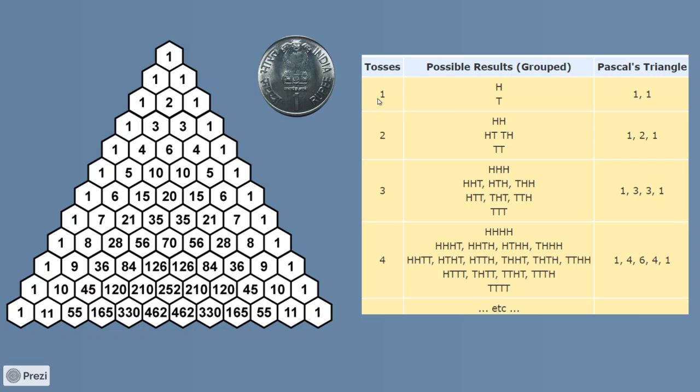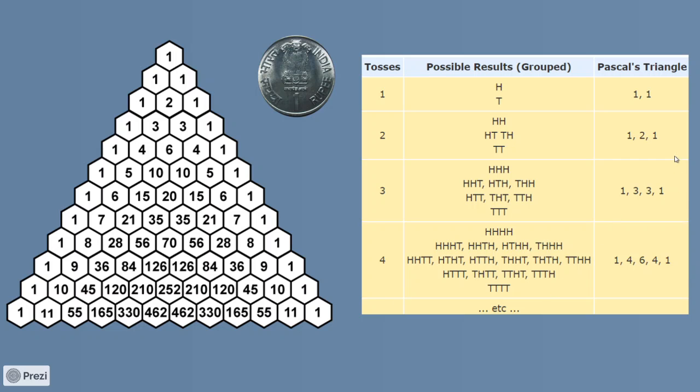If I toss only once, I get heads or tails. So the probability of getting a head is 1. Probability of getting a tail is 1. If I toss 2 times, I can get 2 heads, 1 head 1 tail, 1 tail 1 head, 2 tails. So the probability of getting 2 heads is only 1. The probability of getting 1 head, 1 tail is 2, because either I can get head then tail or tail then head. Then the probability of getting both of them tail is only 1. And the same thing for 3 tosses and 4 tosses: 1 3 3 1, 1 4 6 4 1.